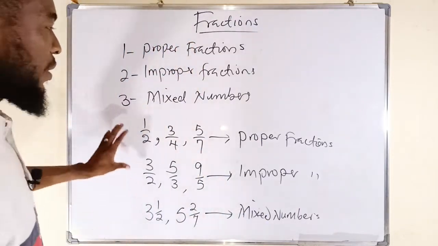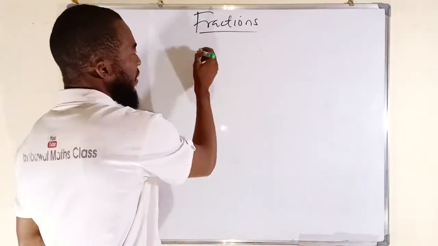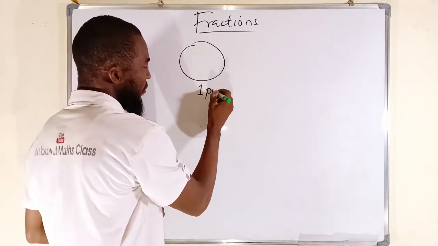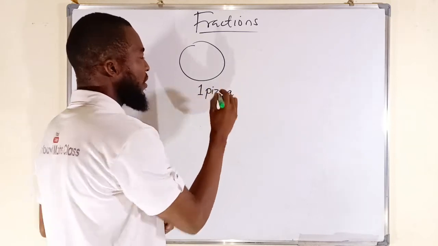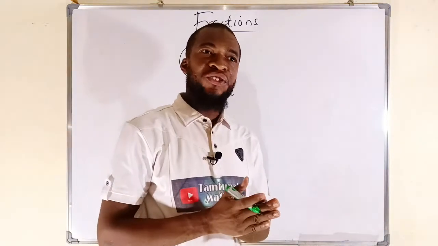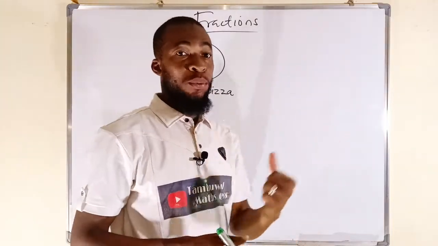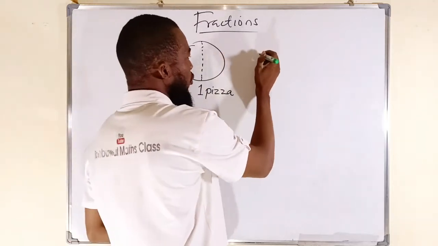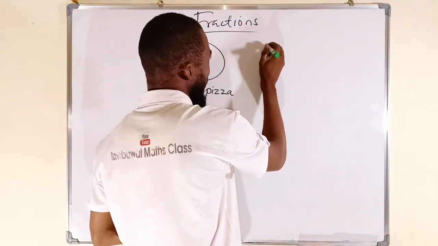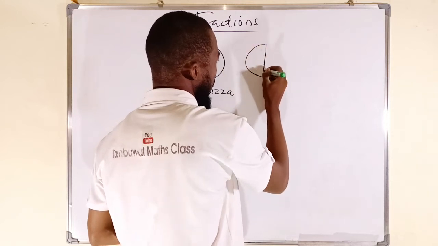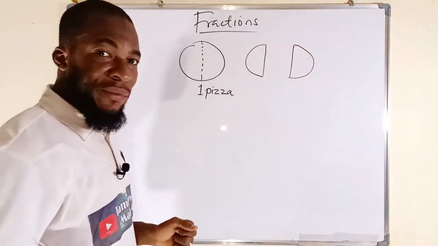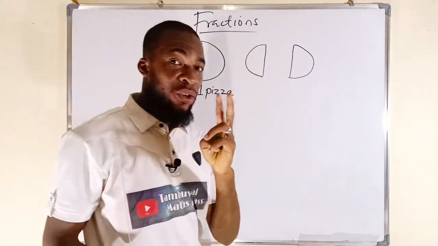Let's begin with the first one, proper fractions. Suppose we have a pizza. This is a complete pizza, one pizza. And I decided to share this pizza with 2 people, for example. So I'm going to partition the pizza into 2 and give it to 2 people. I have the first one here, and I have the second one here.